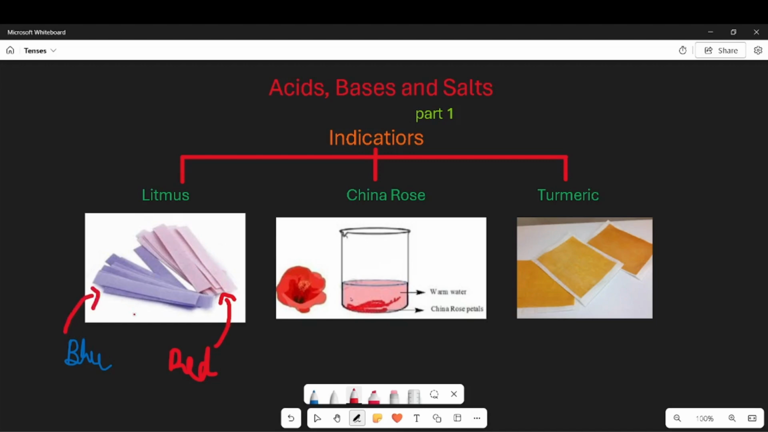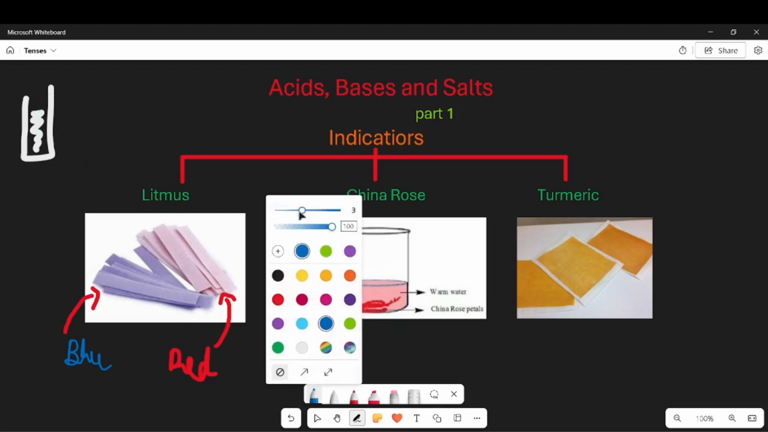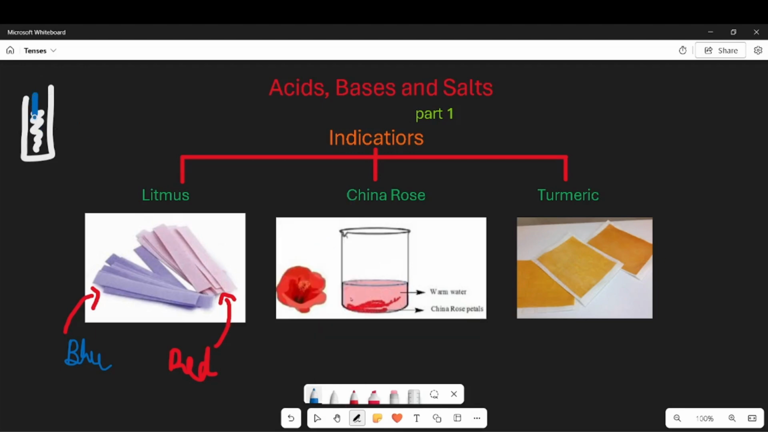litmus paper. Now if we put a blue litmus paper into an acid, so let's say this is a beaker and we have an acid inside, and we put this red litmus paper inside this. No wait, I mean a blue litmus paper inside this. The blue litmus paper would turn red, indicating that this is an acid.